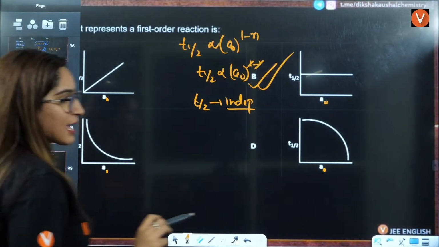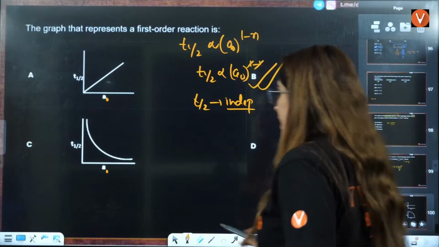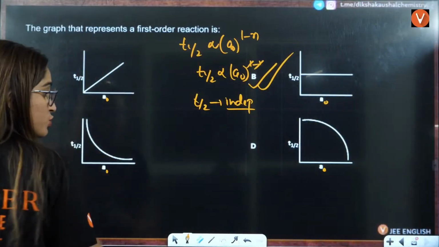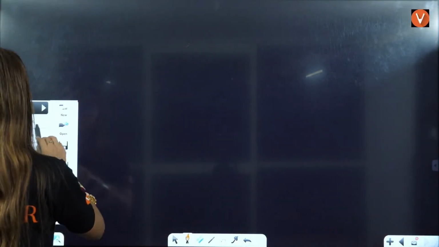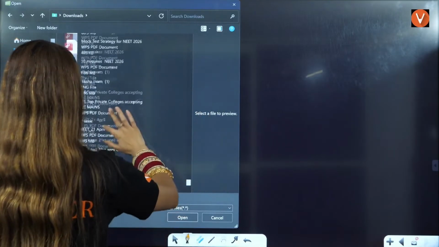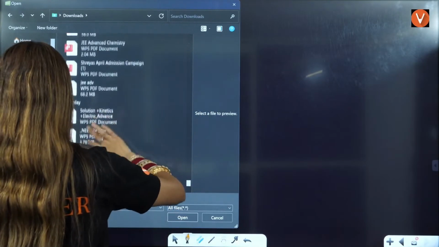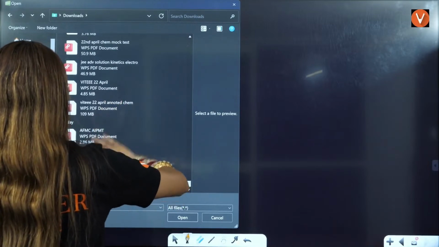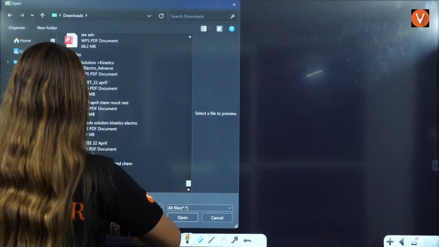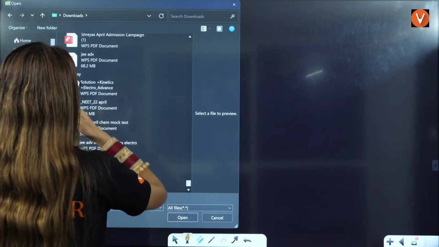Students, everybody let me know in the chat box if that is clear to all of you or not. One thing I forgot to tell you, let me just show you that over here. Oh my God, ma'am, so many PDFs you have. Yes, so many PDFs we have here. Let me just show you that.